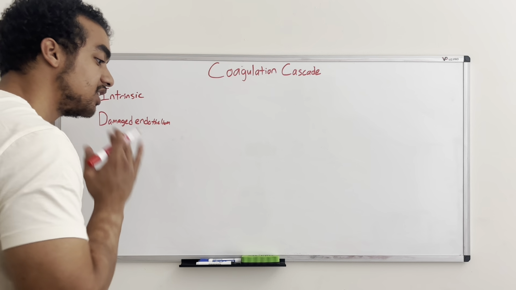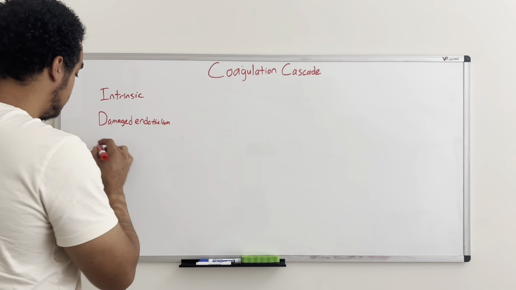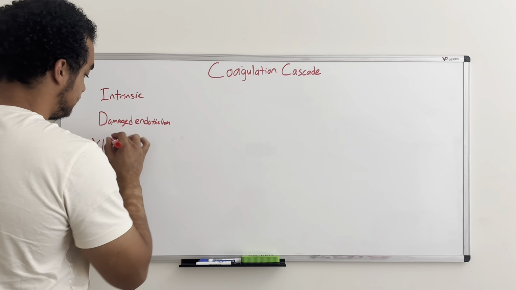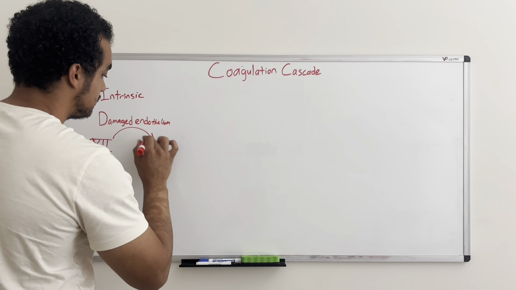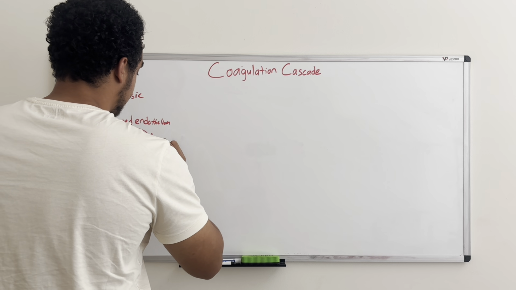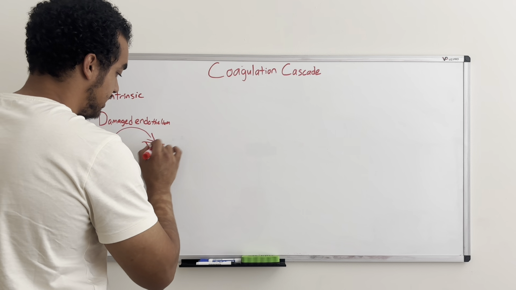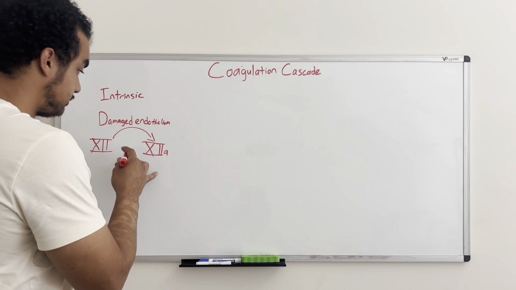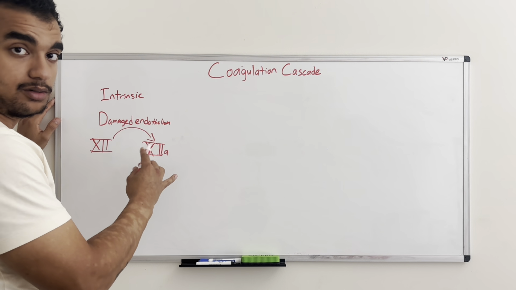And that aggregation will lead to the coagulation cascade. So, damaged endothelium will lead to activation of factor 12. And these factors that are activated are always going to be shown by an A, little a. Okay? So, once you damage endothelium, you activate factor 12.